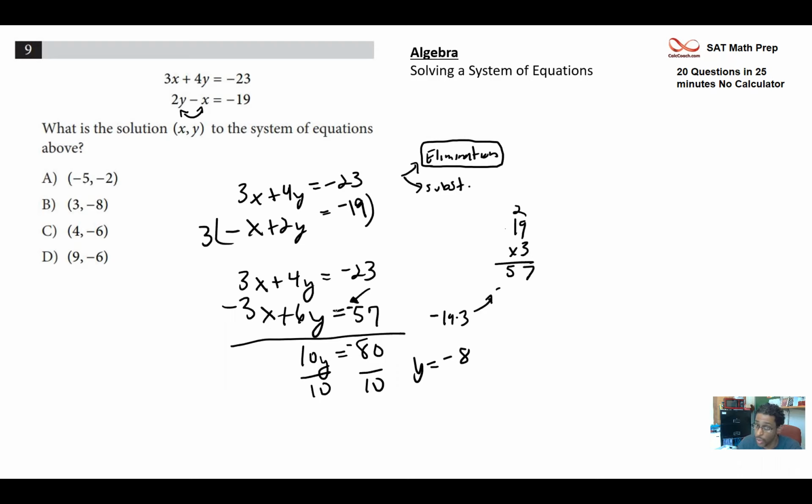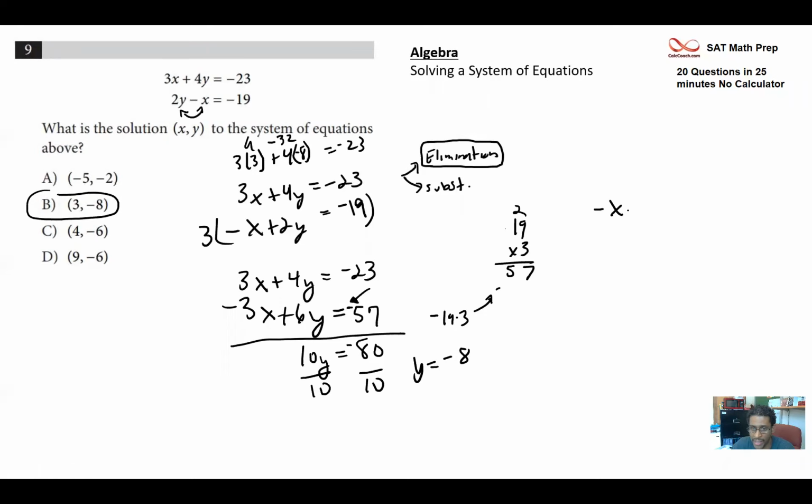Now, you don't have to do the rest of the question knowing that y is negative 8. You could even check your answer with this. 3 times 3 plus 4 times negative 8. That's a 9 minus a 32. It's a negative 23, and you can check it with the other one too. But if there was another answer with a negative 8 as the choice, we would take that and we would just plug it back in.